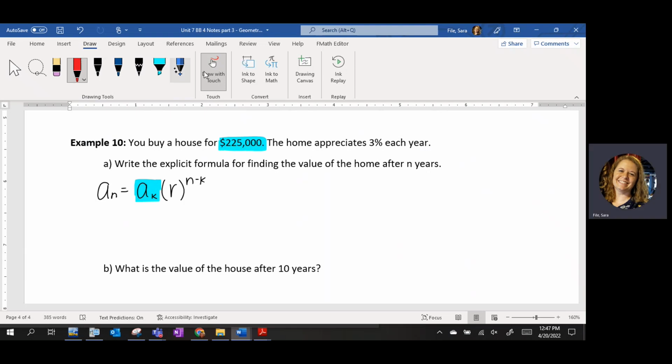And then they tell us that the home appreciates 3% each year. What does that mean? It goes up in value 3%. So the value of the house is not going to be 0.03 though each year, right? It's going to be what you originally paid plus 3%. So won't that be 1.03? That's 103%. Does that make sense? It's the original 100% price that you paid plus the 3% it's appreciating. So that's R.